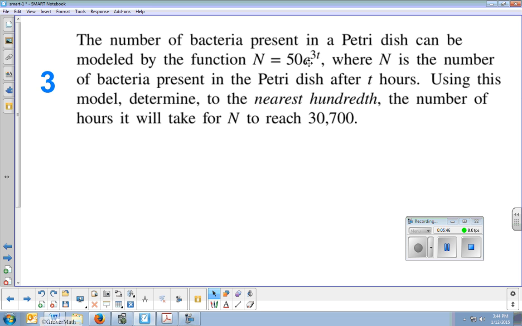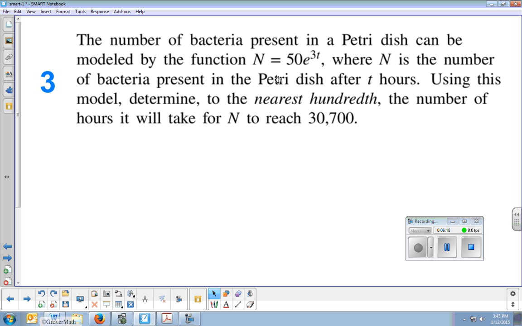50 is going to stay 50. E is going to stay E. 3 is going to stay 3. The only thing we don't have here is t and n. So they tell us n is the number of bacteria present after t hours. So n is the answer after t hours. Using this model, determine to the nearest hundredth the number of hours it will take for n to reach 30,700. So this is different than the previous video, because in the previous video, it was like, how many bacteria will there be in 6 hours? And so we plugged in 6 for t, typed into our calculator, and got n.